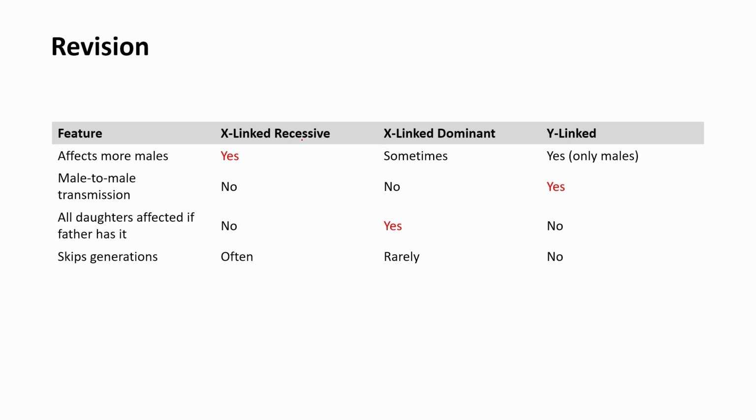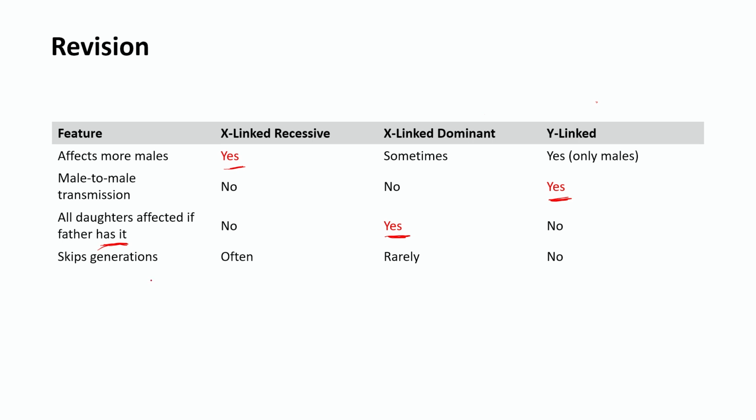So now I just want you to look at all these points together once more. When we compare X-linked recessive, X-linked dominant and Y-linked disorders, we see that an X-linked recessive disorder affects more males, and male to male transmission is mostly seen in case of Y-linked disorders, whereas X-linked disorders don't show any bias. All daughters are affected if the father has it, right? It is the X-linked dominant, and because one X chromosome is from the father, if it is dominant, it will definitely show up. And sons are not going to receive the dominant disorder from the father anyway.